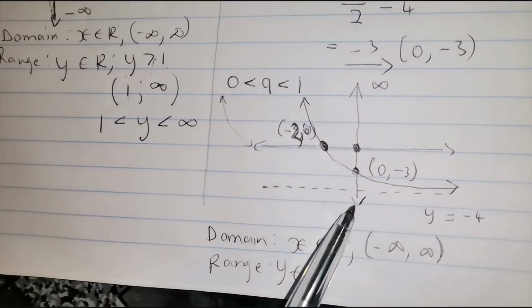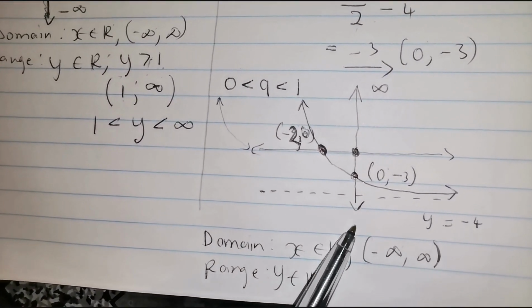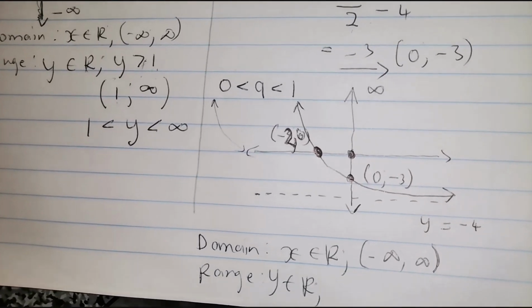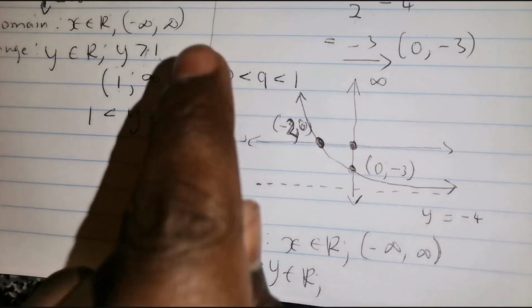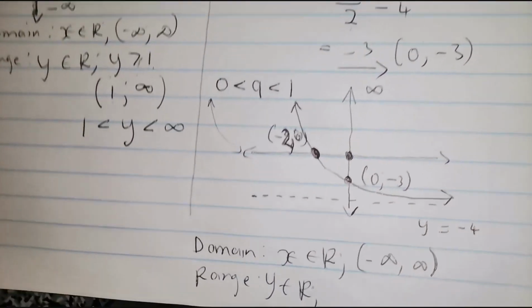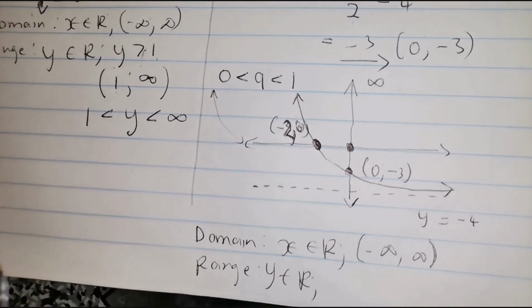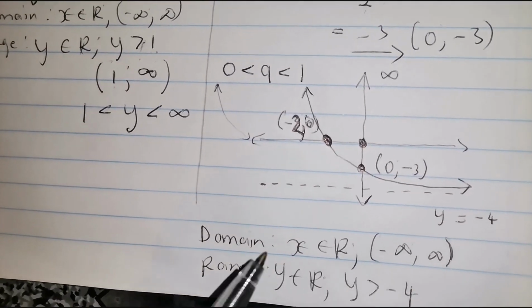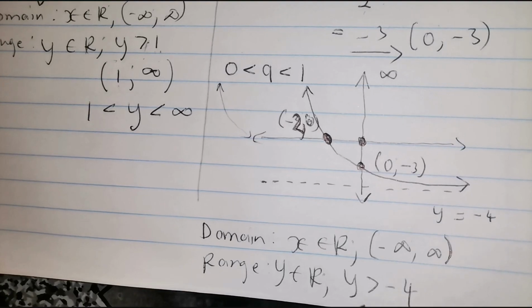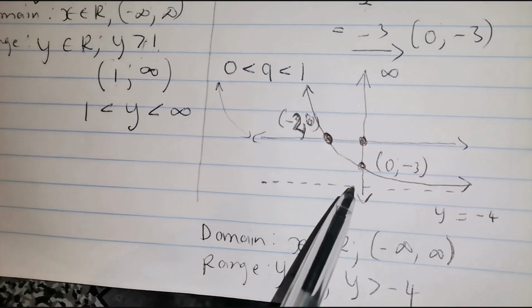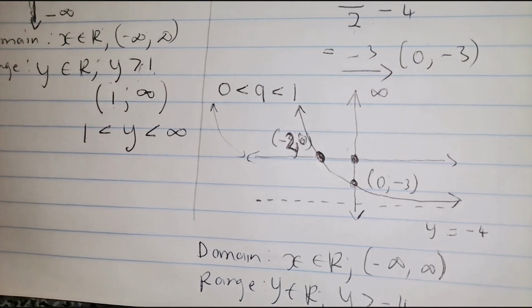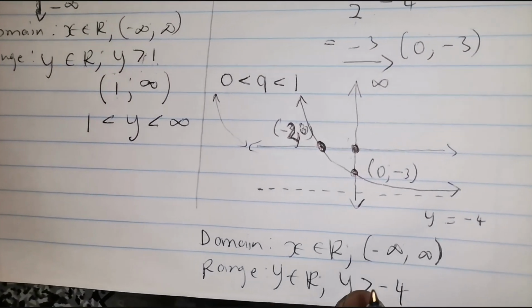But when those values are less than -4, meaning -5, -6, -7 are not part of this graph. That means y should be bigger than -4, meaning those values should be -3, -2, -1, and 0, 1, 2, 3 up until infinity. That's how you determine the range of exponential functions.